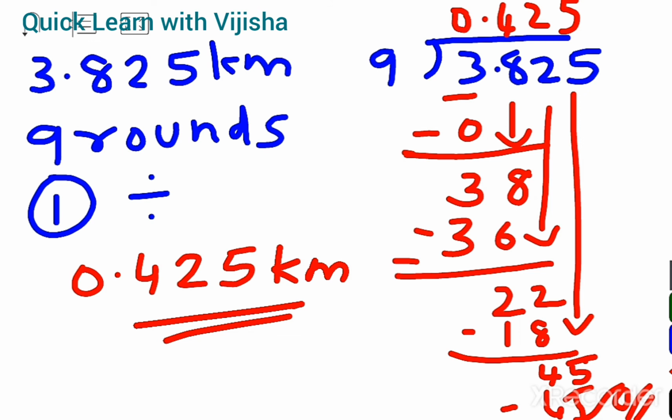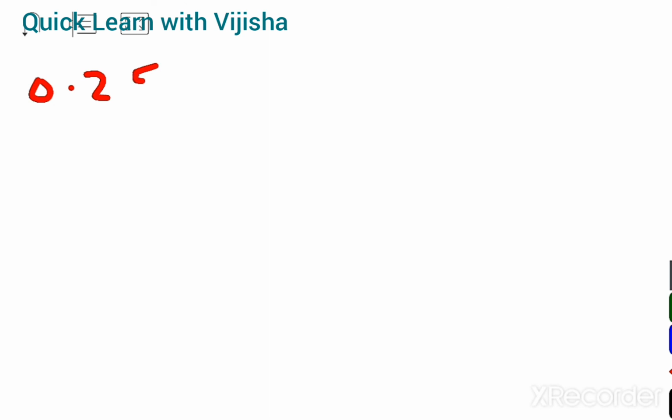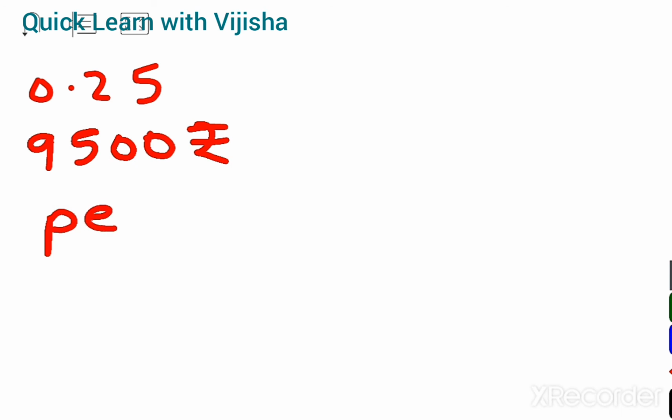I hope you are understanding the question, students. Let's see the last question in this exercise. A pharmaceutical manufacturer bought 0.25 quintal of Hirada, a medicinal plant, for 9,500 rupees. What is the cost per quintal of Hirada? So whatever values are given, 0.25 quintal is given for 9,500 rupees. Fine. What is the cost per quintal? Per means a single value. So what will we be doing? We will be doing the division for this question.